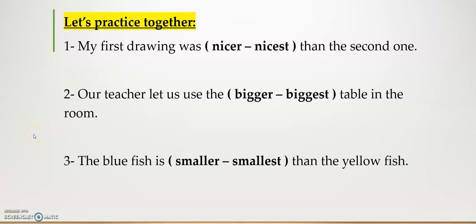Number three, the blue fish is smaller or smallest than the yellow fish. I have two kinds of fish, blue and yellow. So there are only two. So it's smaller than the yellow fish.